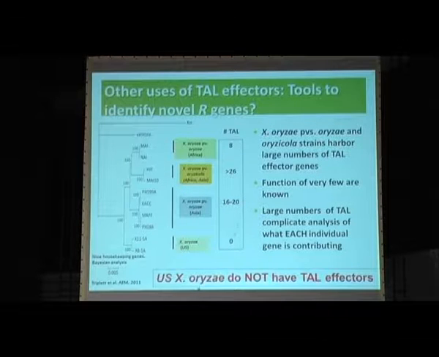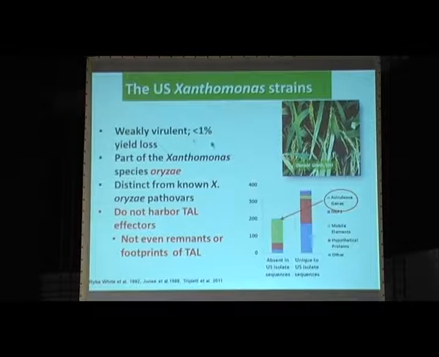So a number of years ago, we had identified in the U.S. a strain that gave symptoms somewhat similar to bacterial blight. And we ignored it for many years. We characterized it, but we ignored it because it was more of a nuisance than a problem. In fact, this strain was so weakly virulent it caused less than 1% yield loss, and it was only found in certain areas of Texas and Louisiana.